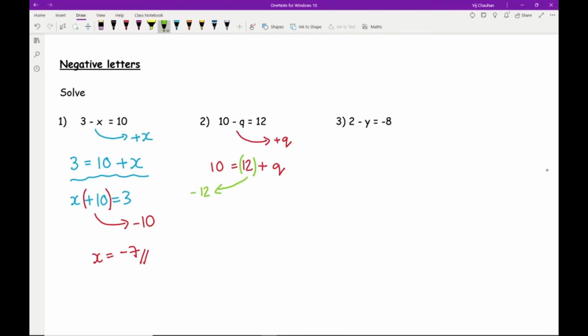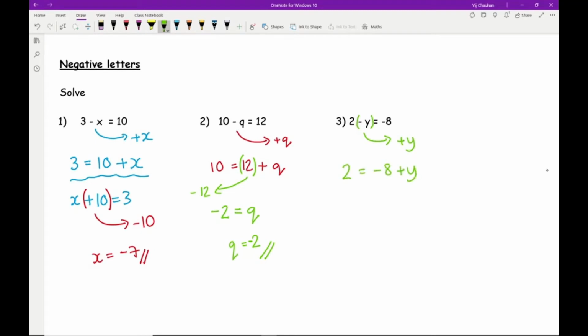So here I've got 10 take away 12, which is minus 2, equals q, which is exactly the same as q equals minus 2, and there is the answer. And then finally for question 3, again I've got a negative letter, so I'm going to take that to the other side to make it positive. So what I've got is 2 equals minus 8 plus y.